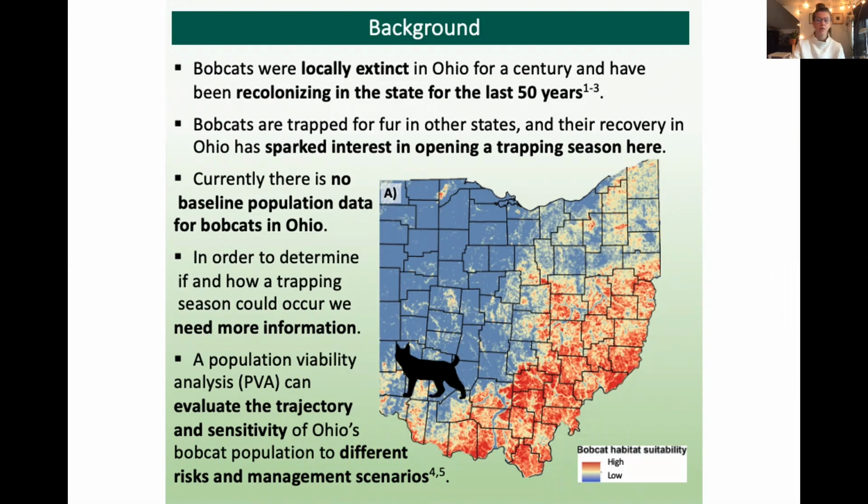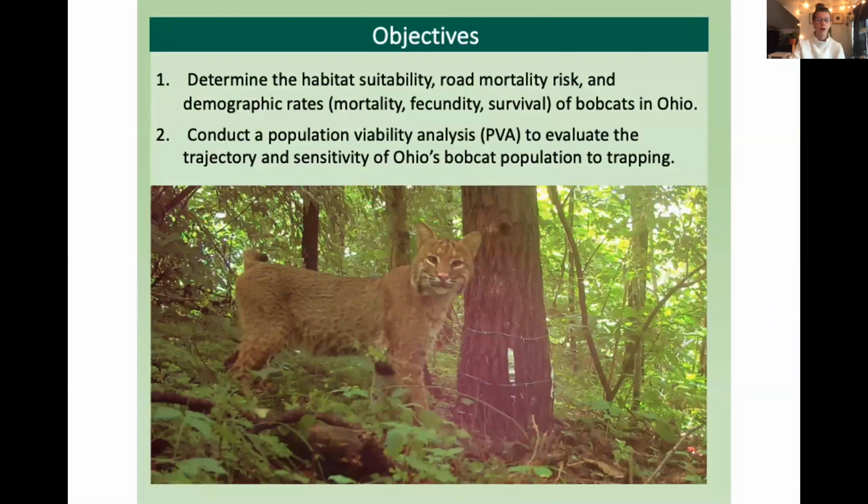This apparent recovery of bobcats has sparked an interest in opening a trapping season. However, our current knowledge of Ohio's bobcat population is limited, and we have no idea what effect opening a trapping season could have on the population, nor if or how many animals the population could sustain to lose to trapping each year. Therefore, the Ohio Department of Natural Resources funded this project to assess the viability and susceptibility of Ohio's bobcats, specifically in regard to trapping.